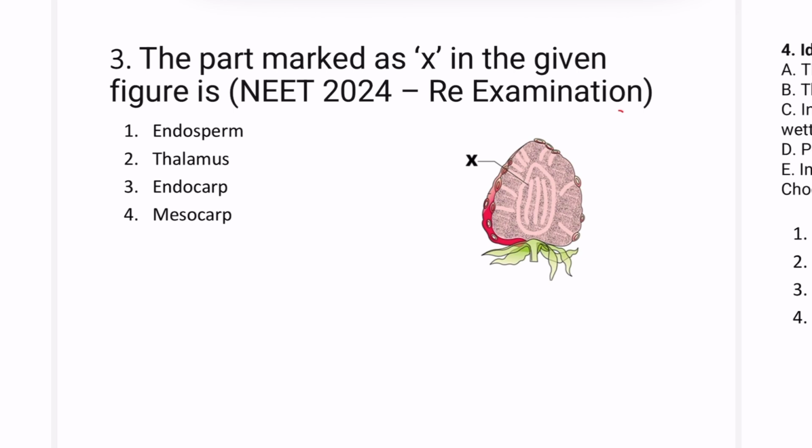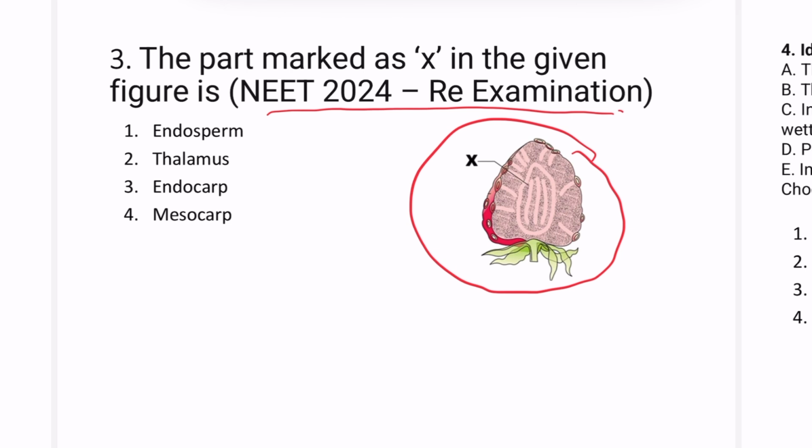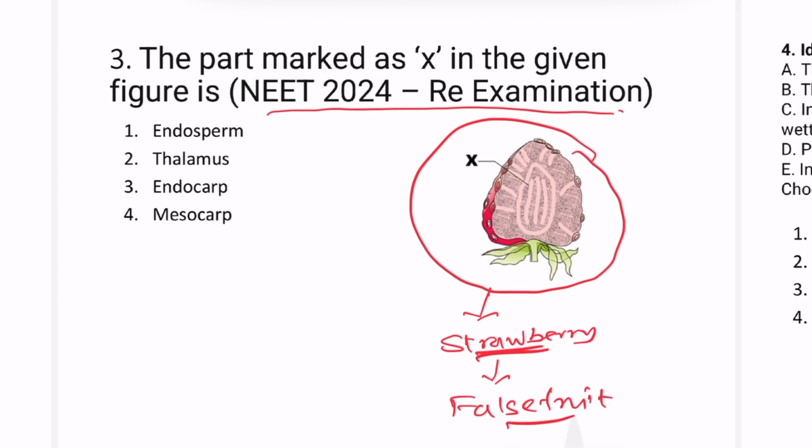See, this is a question from NEET 2024 re-exam and it's a diagram based question, and this is a diagram of strawberry which is given in the seed section of sexual reproduction in flowering plants, and the strawberry is an example of a false fruit. False fruit means the part other than ovary is involved in fruit formation, and in case of strawberry, the structure which they asked us to find is nothing but the thalamus, and thalamus is going to be the edible part in strawberry.